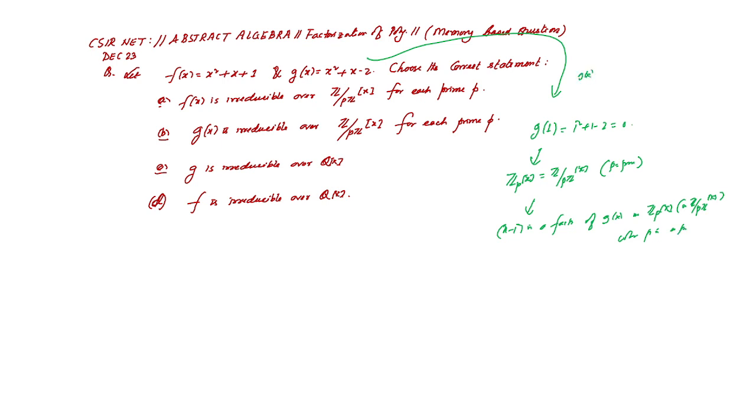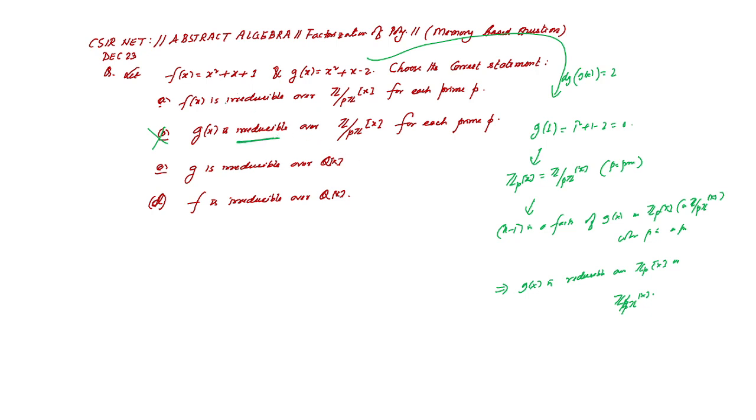So here g(x) is a degree 2 polynomial, and we know if a polynomial is of degree 2 or degree 3 and it has a root in a field F, then that polynomial must be reducible. So that means g(x) is reducible over Z_p[x], or Z/pZ[x]. So this option is false, because here it is given as irreducible.